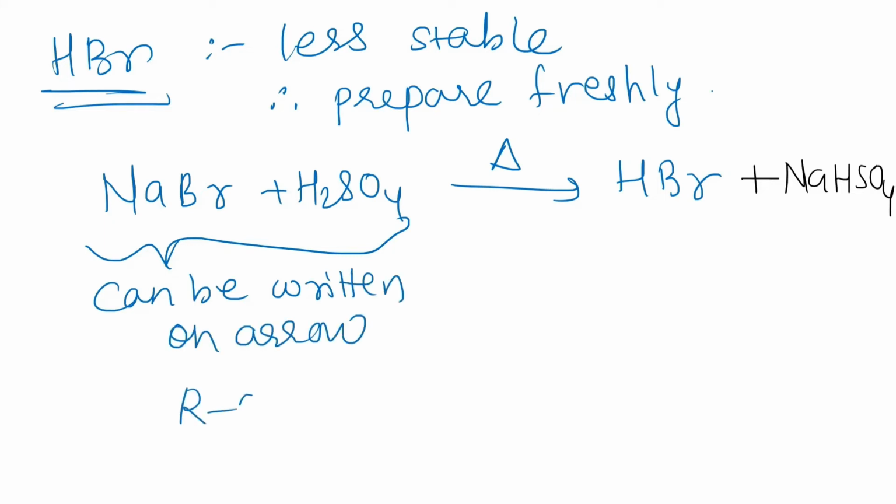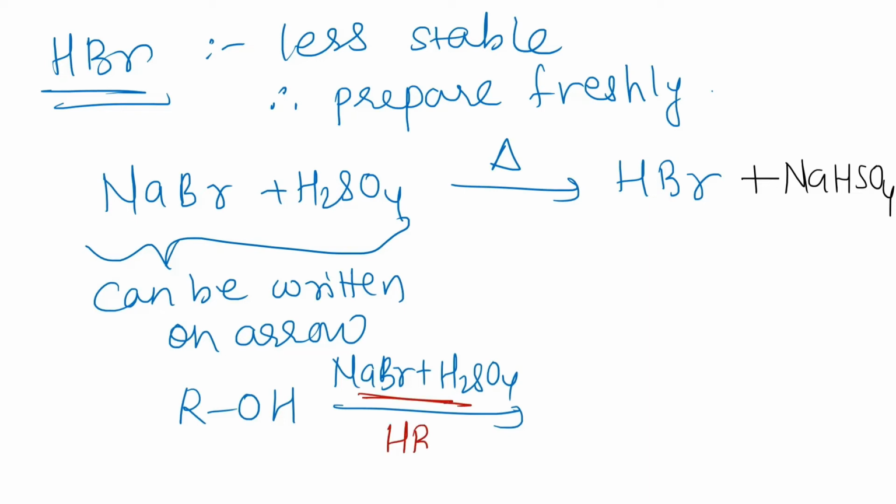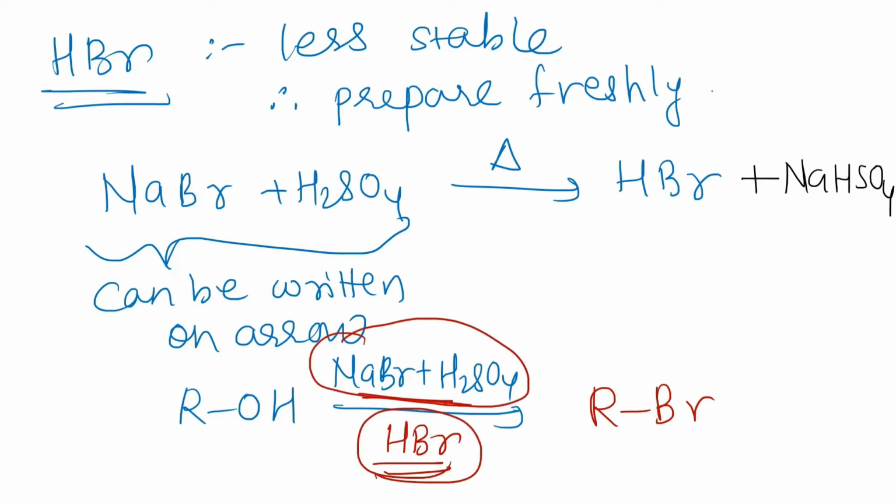Which arrow? This ROH, NaBr plus H2SO4. If this is written on the arrow, you have to understand that they are trying to tell us that HBr is the reagent used, and thus RBr, alkyl bromide, would be the product being formed. So if instead of HBr, this is given on the arrow, don't get confused. Prepare the correct product of alkyl halide.